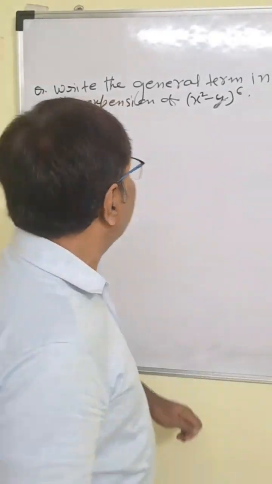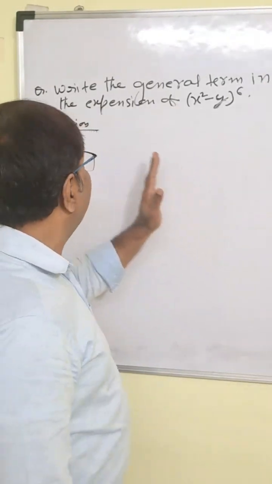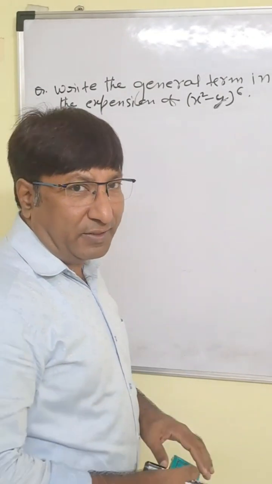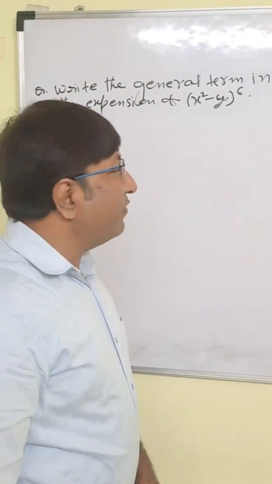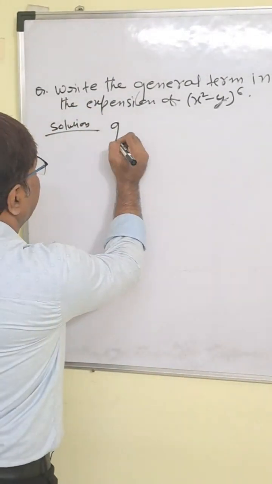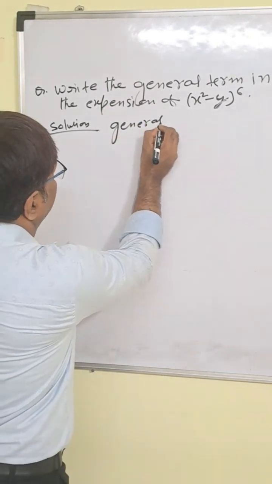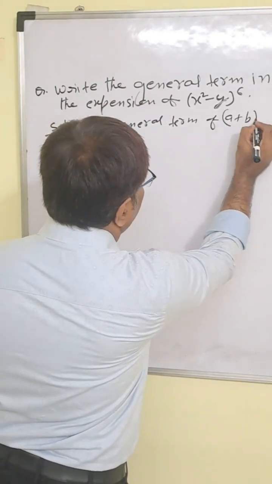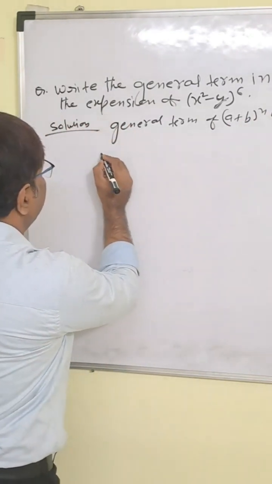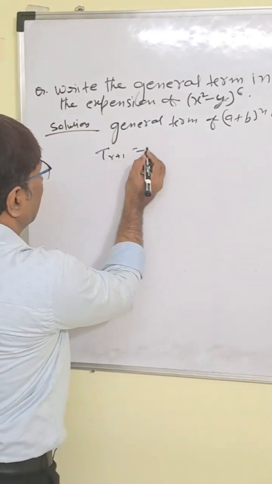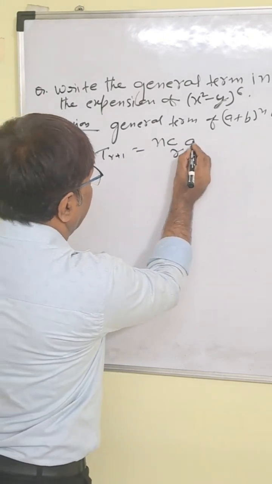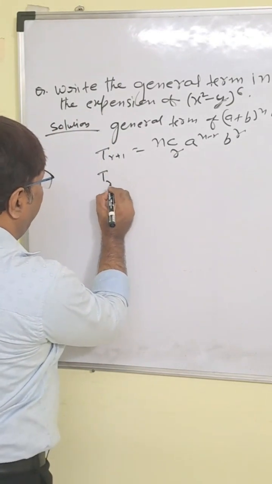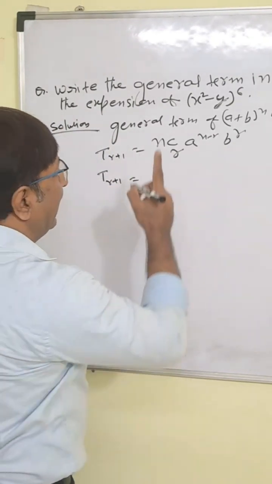Let us see the question. Write the general term in the expansion of (x square minus y) to the power 6. So for this type of question, the simple technique is the general term. The general term of (a plus b) to the power n is given by t r plus 1 equal to ncr a power n minus r b power r. So here we are finding the general term. So n is 6.